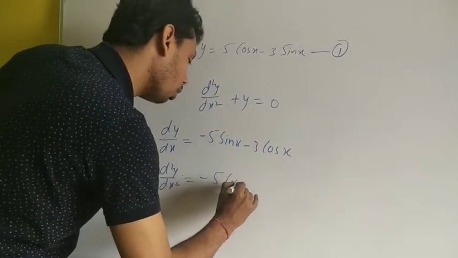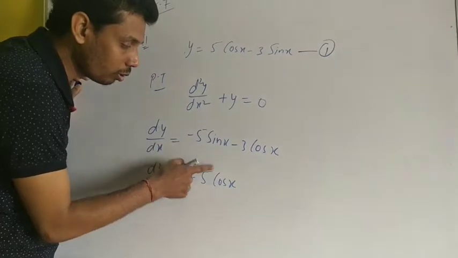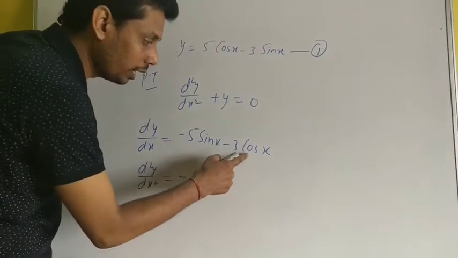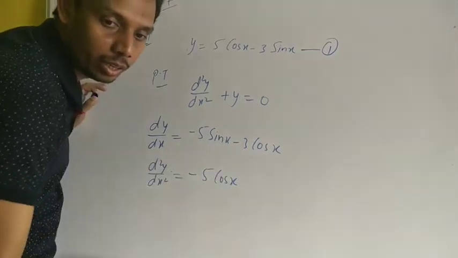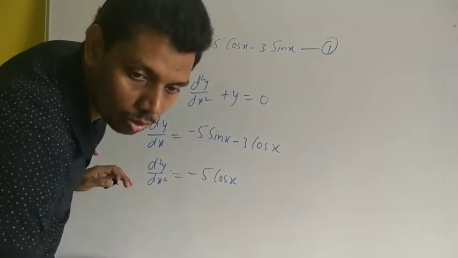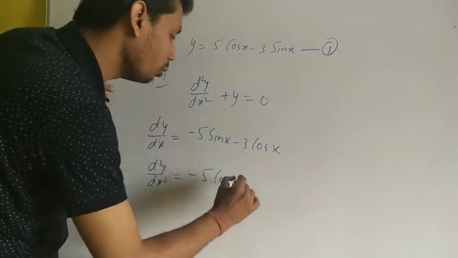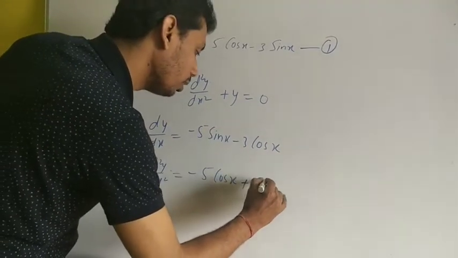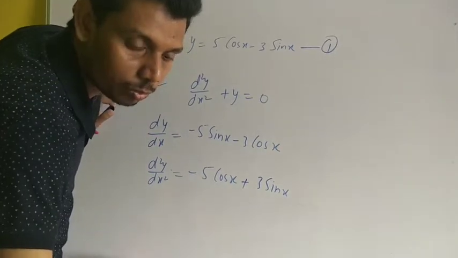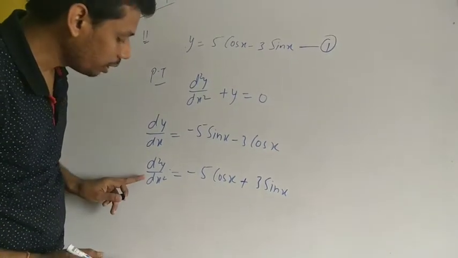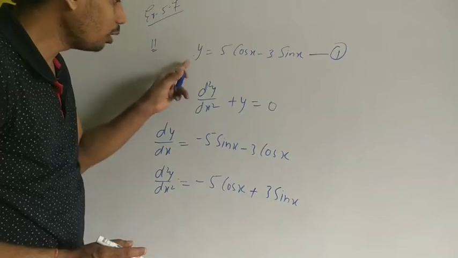Minus 5 cos x, as the differentiation of sin x is what? Cos x. Again, the differentiation of cos x is what? Minus sin x. One minus is already here, so this minus and minus will be equal to plus. So plus 3 sin x. Now we have the value of d square y by dx square, and also the value of y is given here.